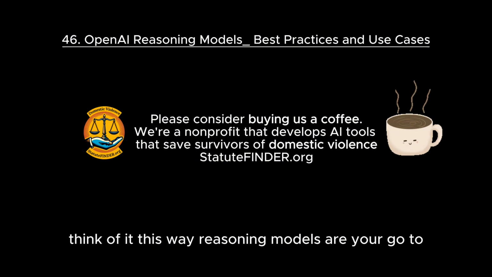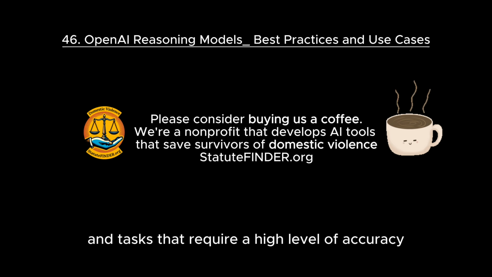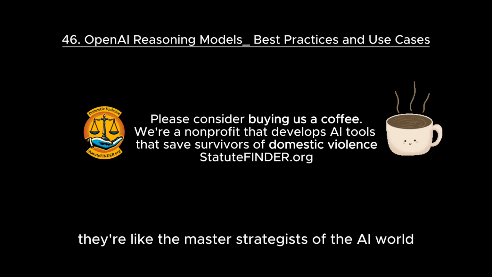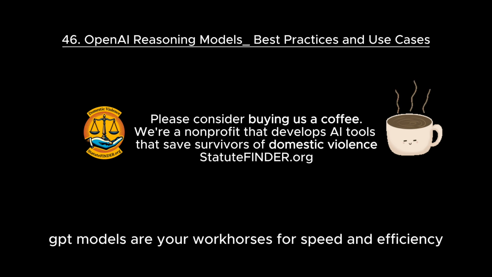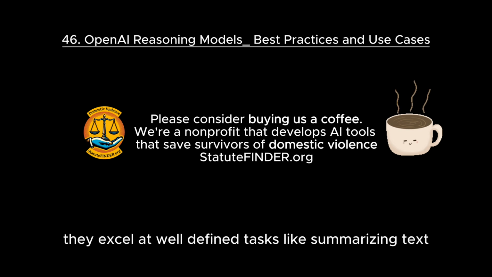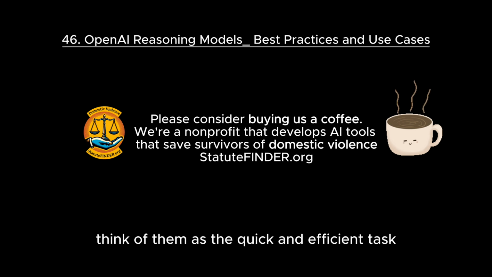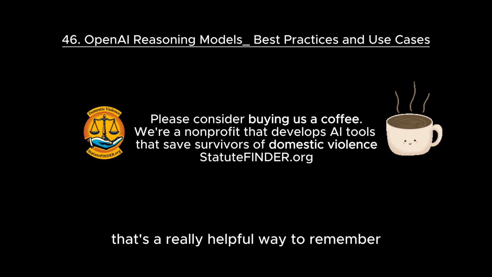You bet. Think of it this way. Reasoning models are your go-to for complex problem solving, deep analysis, and tasks that require a high level of accuracy and nuance. They're like the master strategists of the AI world. And GPT models? GPT models are your workhorses for speed and efficiency. They excel at well-defined tasks like summarizing text, translating languages, and generating creative content. Think of them as the quick and efficient task completers. Okay, that's a really helpful way to remember the key differences.